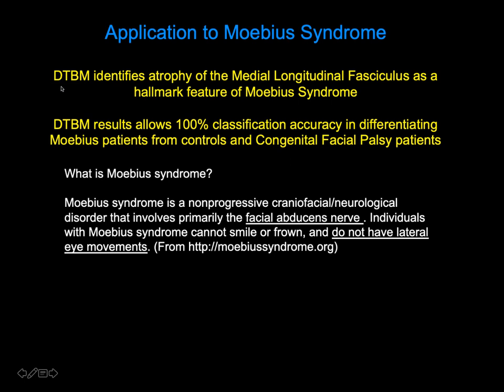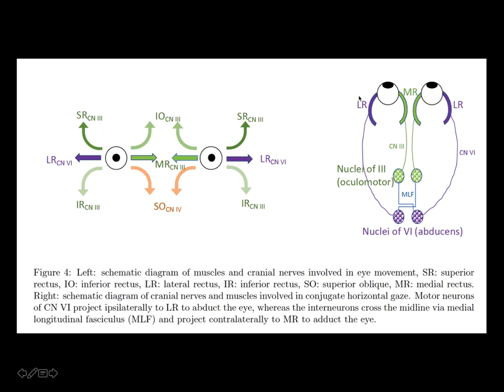The important finding in this study is that DTBM identified atrophy of the medial longitudinal fasciculus as a hallmark feature of Möbius syndrome, and the DTBM results allow 100% classification accuracy in differentiating Möbius patients from controls and congenital facial palsy patients. The congenital facial palsy patients have the 7th cranial nerve deficit, right? So essentially they have a portion of the syndrome of the Möbius subject, but they do not have the ocular involvement.